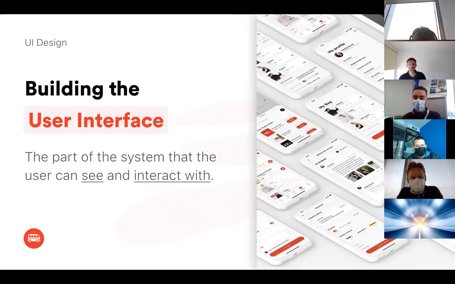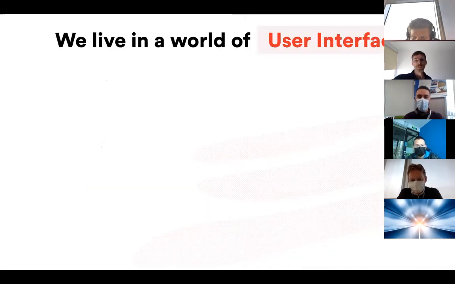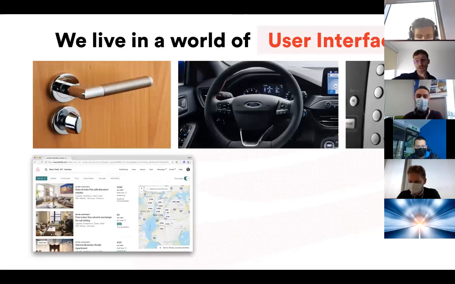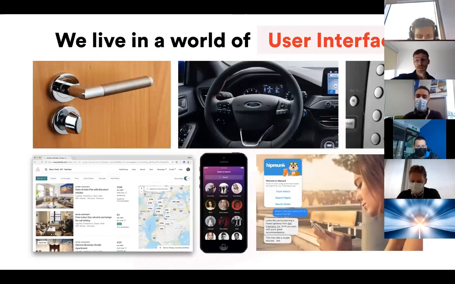Building an interface: the interface is the part of the system that a user can see and interact with. We have many examples of this interface. Actually, in the physical world, a door or a car, these are all interfaces. And digital products like a website or an app are also digital user interfaces. So an interface is whatever stands between you and an object, whether it's analog or digital.